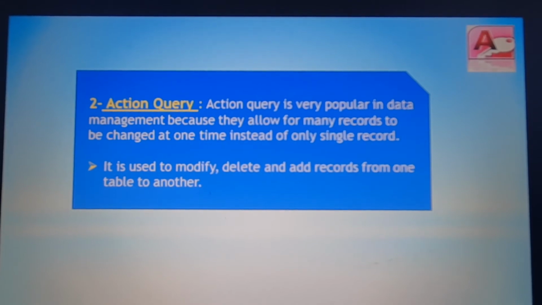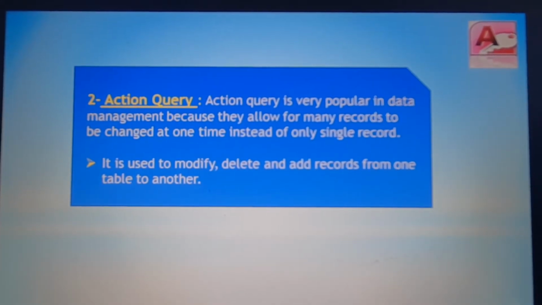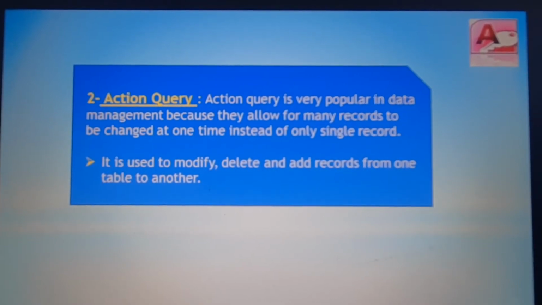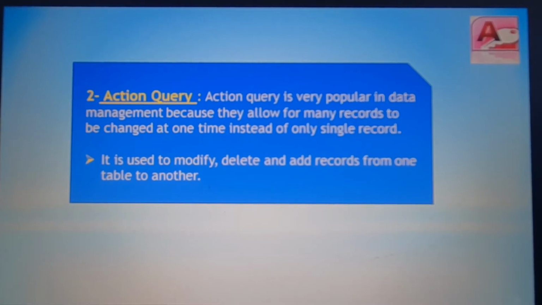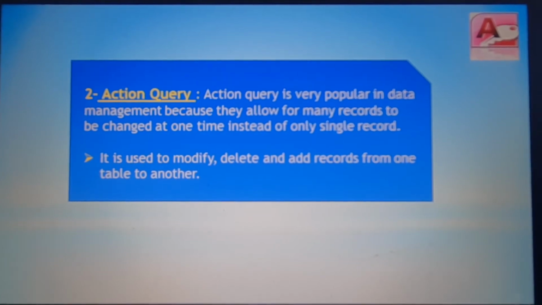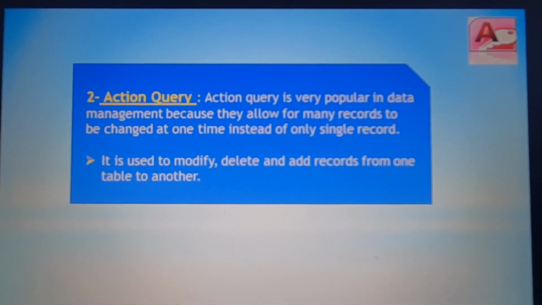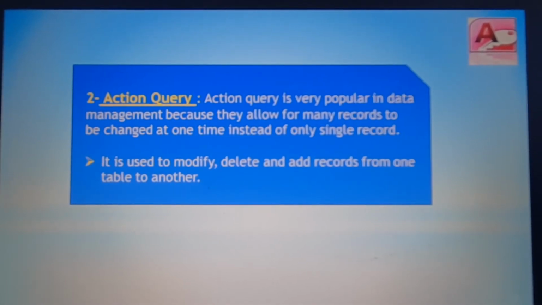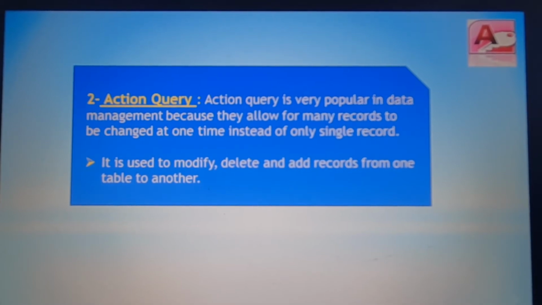Second one is action query. Action query is very popular in data management because they allow for many records to be changed at one time instead of only a single record. It is used to modify, delete and add records from one table to another. When we run the action query, the database undergoes a specific action depending on what was specified in the query itself. This can include things like creating new tables, deleting rows from existing ones and updating records, or creating entirely new ones.